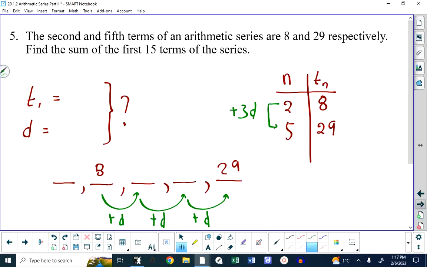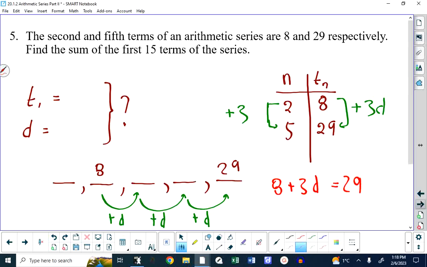You know, I probably shouldn't write that there. I'm being nitpicky here, but I should probably be doing this. We're adding 3 to the term number, which means we add 3 common differences to the term values. Bottom line is 8 plus 3D has to give you 29.